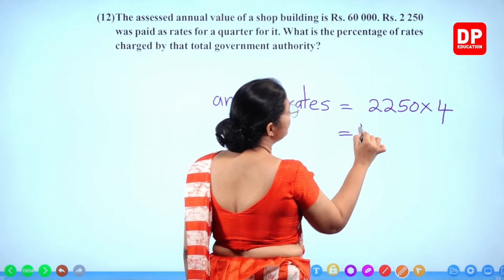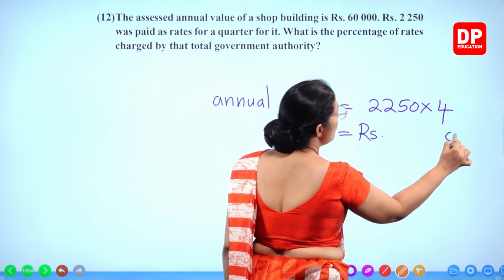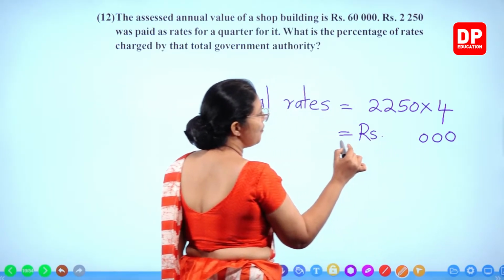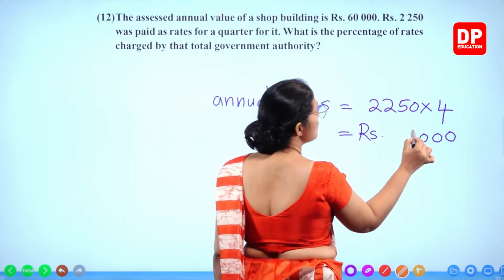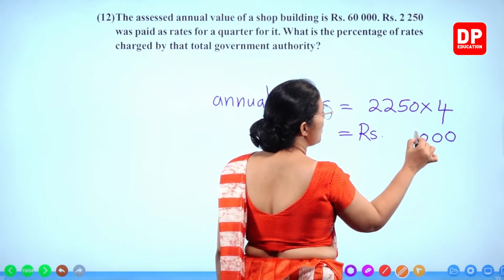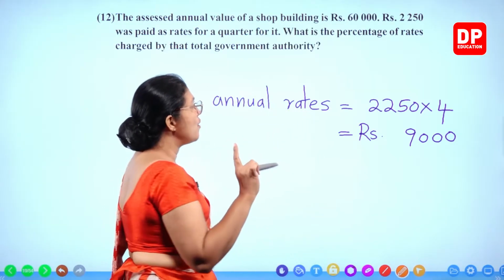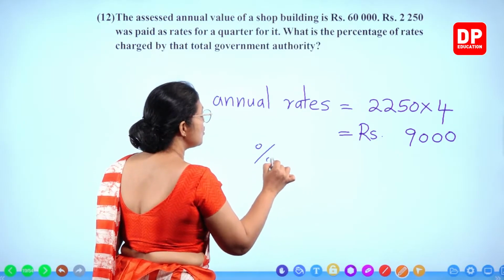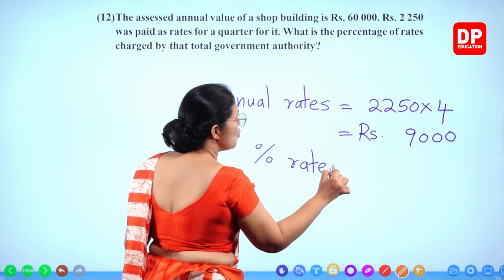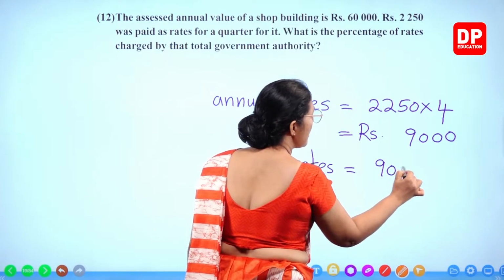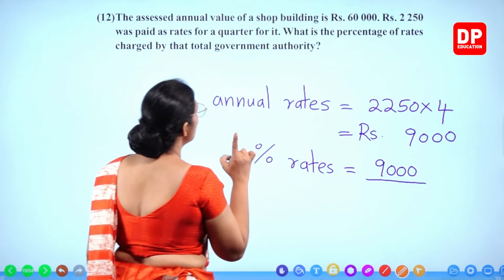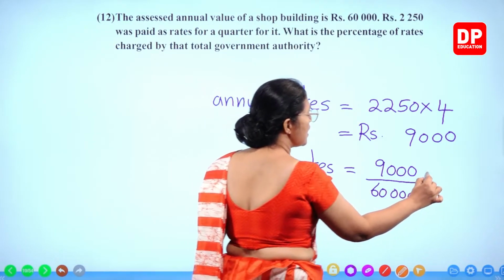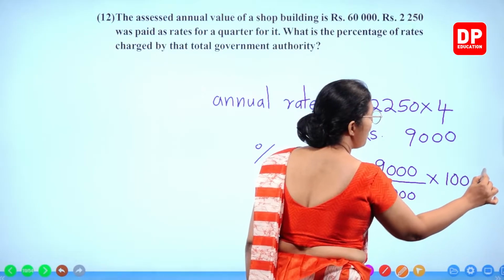So what's the value? 4 times 0, 0. 4 times 5, 20. 4 times 2, 8, plus 2, 10, 1 remaining. 4 times 2, 8, plus 1, 9. 9,000 is the annual rate. So how do you find the percentage rates? The percentage rate is the rates you are paying annually, that's 9,000, divided by the assessed value, 60,000 rupees, and as a percentage, you need to multiply by 100%.